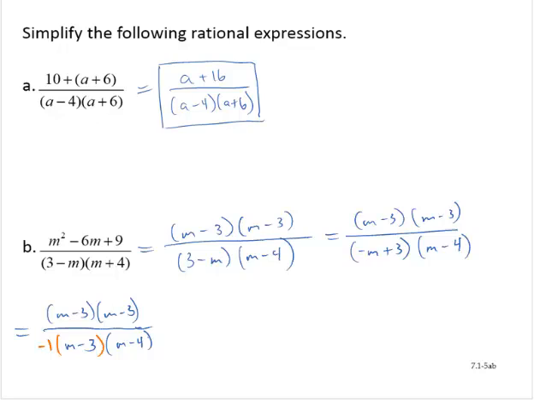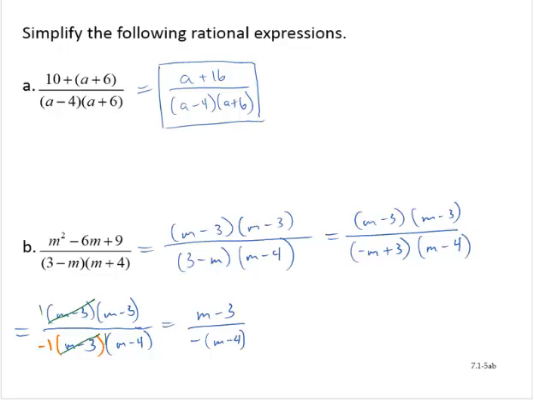So now notice that there is a common factor between the numerator and denominator. So remove a common factor of m minus 3, and so now I have m minus 3 over, then I have this negative 1 by m minus 4.